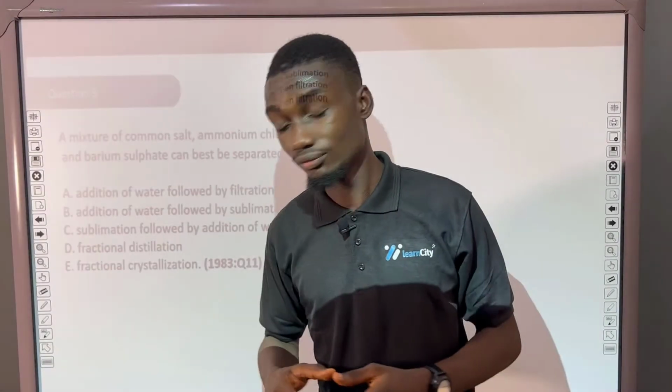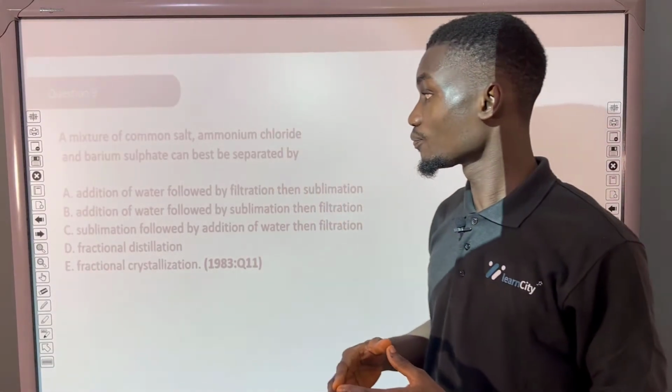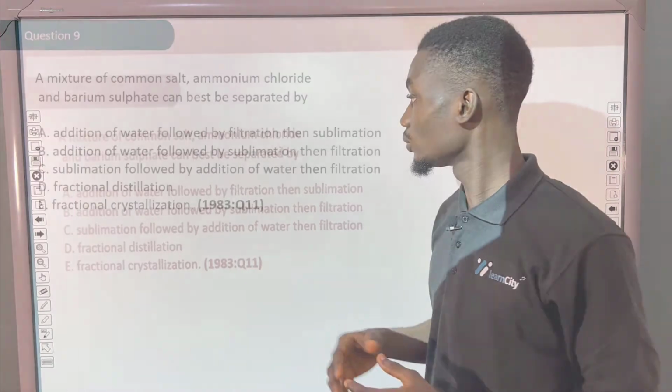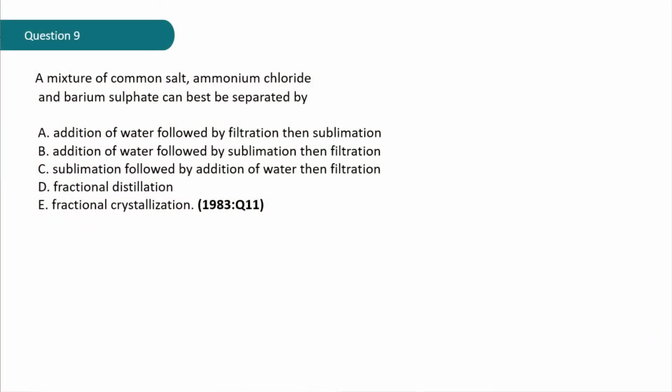Now this is question 11 of the year 1983. A mixture of common salts, ammonium chloride and barium sulfate can best be separated by A. Addition of water followed by filtration then sublimation. B. Addition of water followed by sublimation then filtration. C. Sublimation followed by addition of water then filtration. D. Fractional distillation. E. Fractional crystallization.